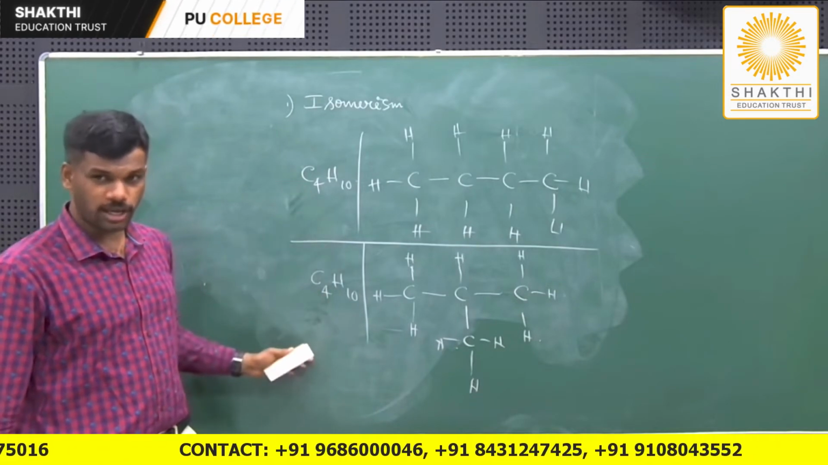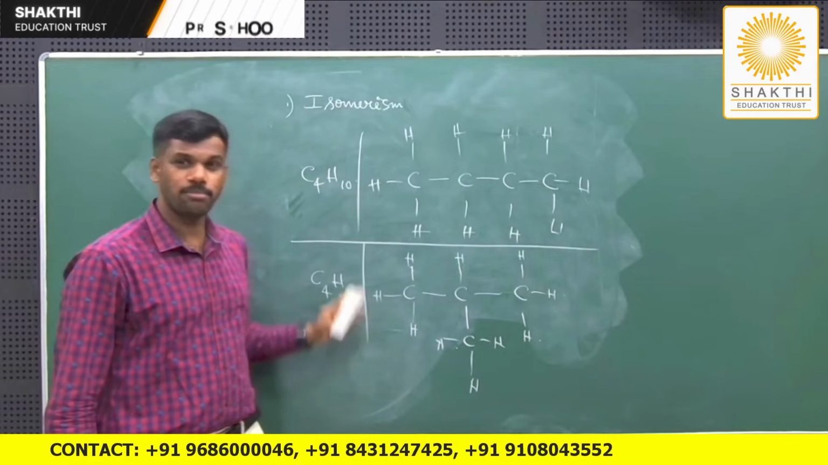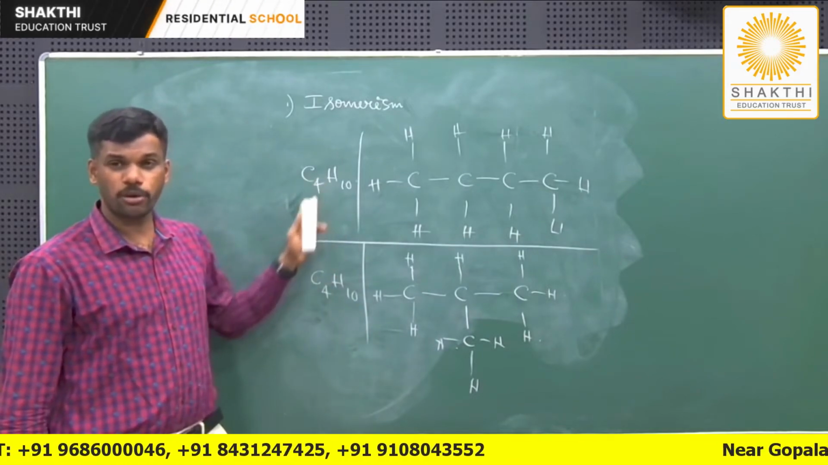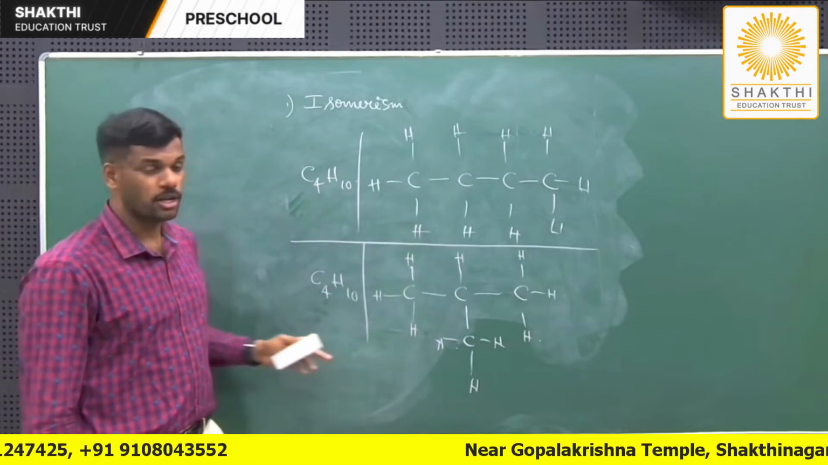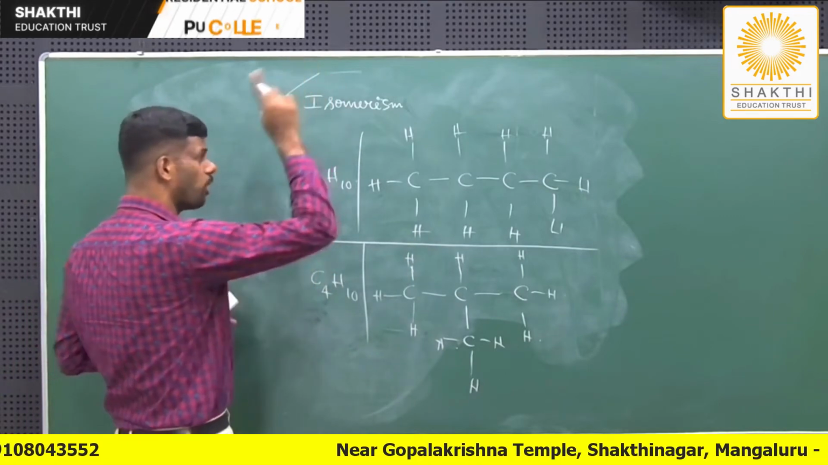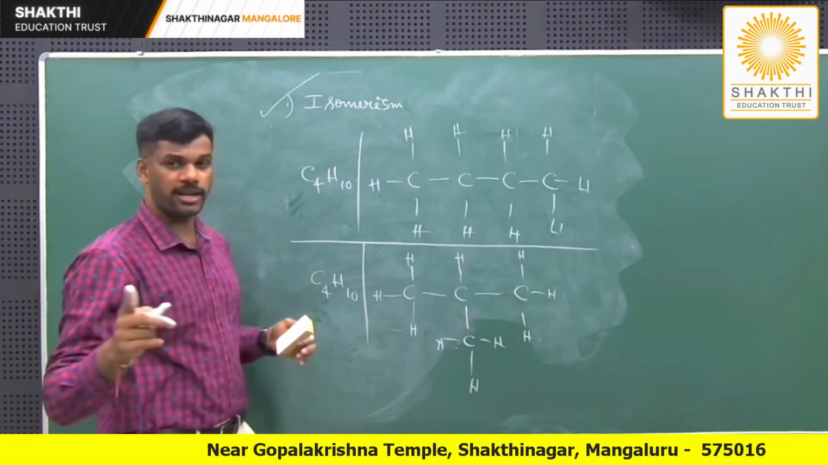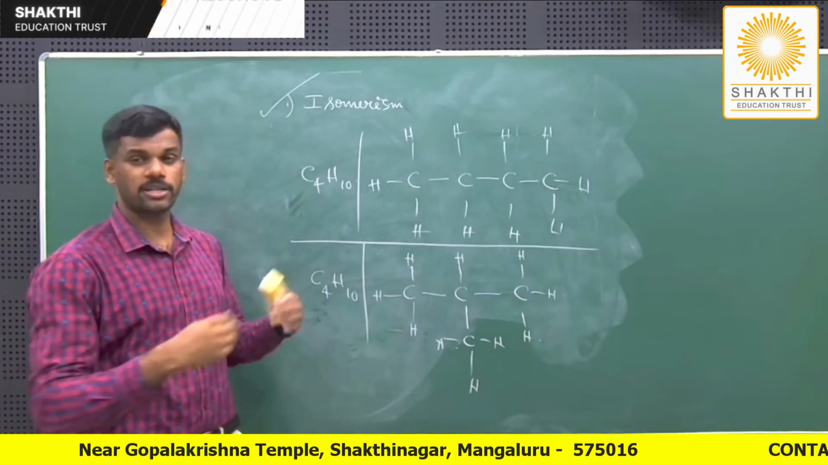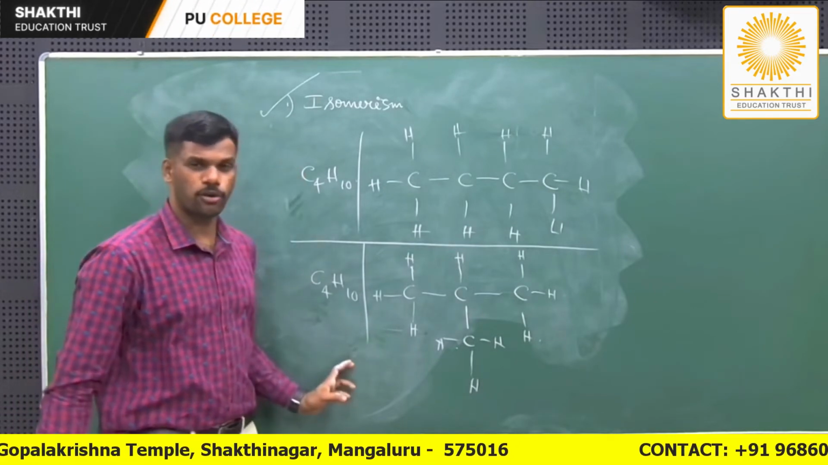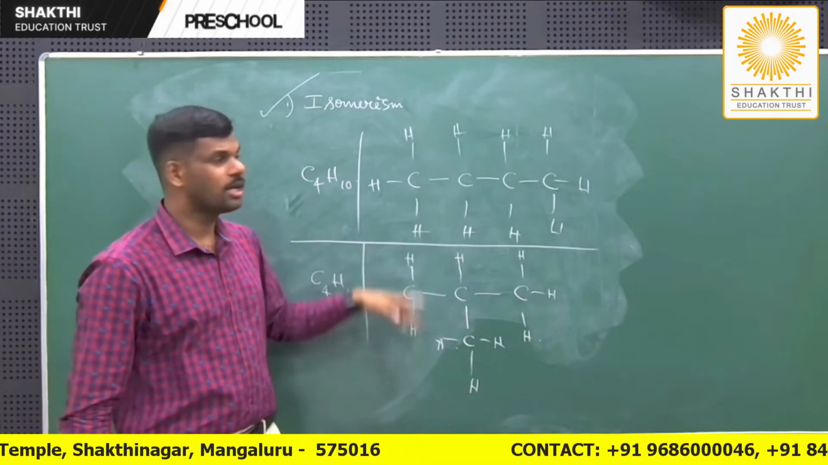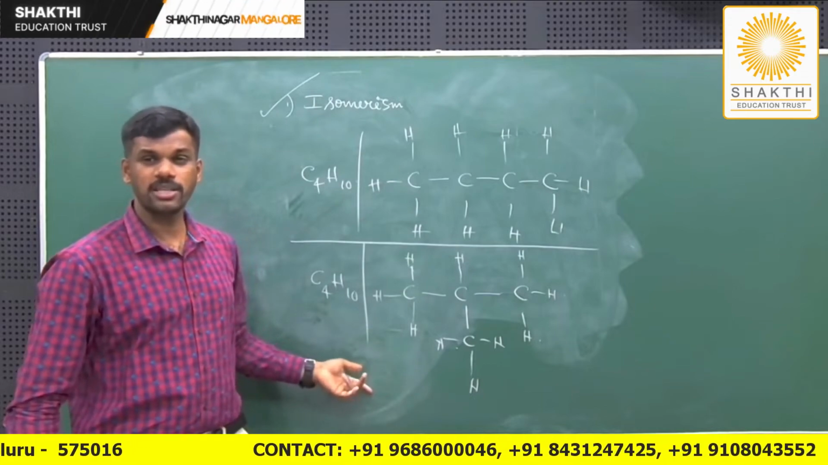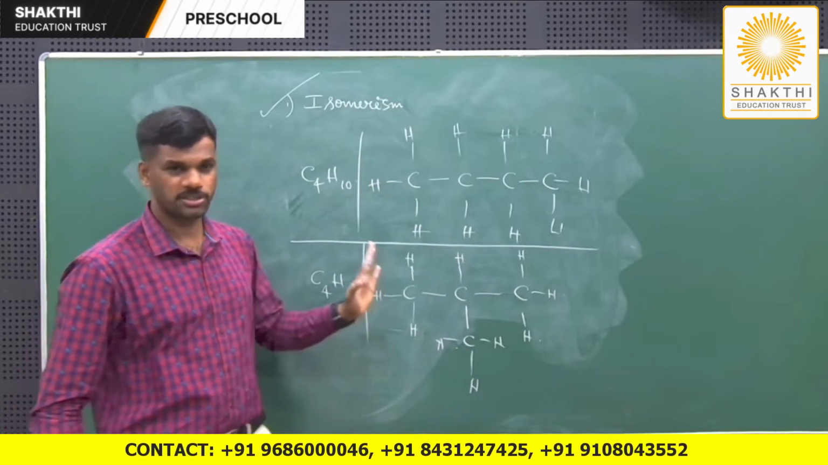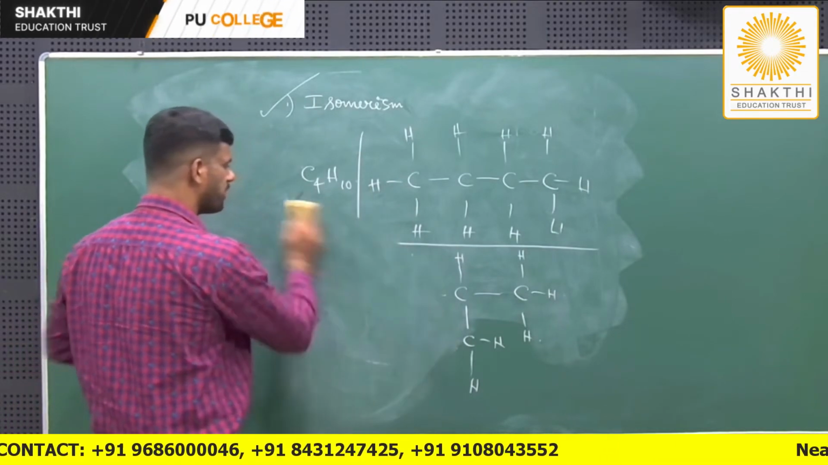Butane and butane, the molecular formulas are same, but when you compare the structures, they are different. We call this phenomenon isomerism, to be very frank, structural isomerism. Having the same molecular formula but different structural formula, the phenomenon is called isomerism. These two compounds are called isomers. Hope this is clear.